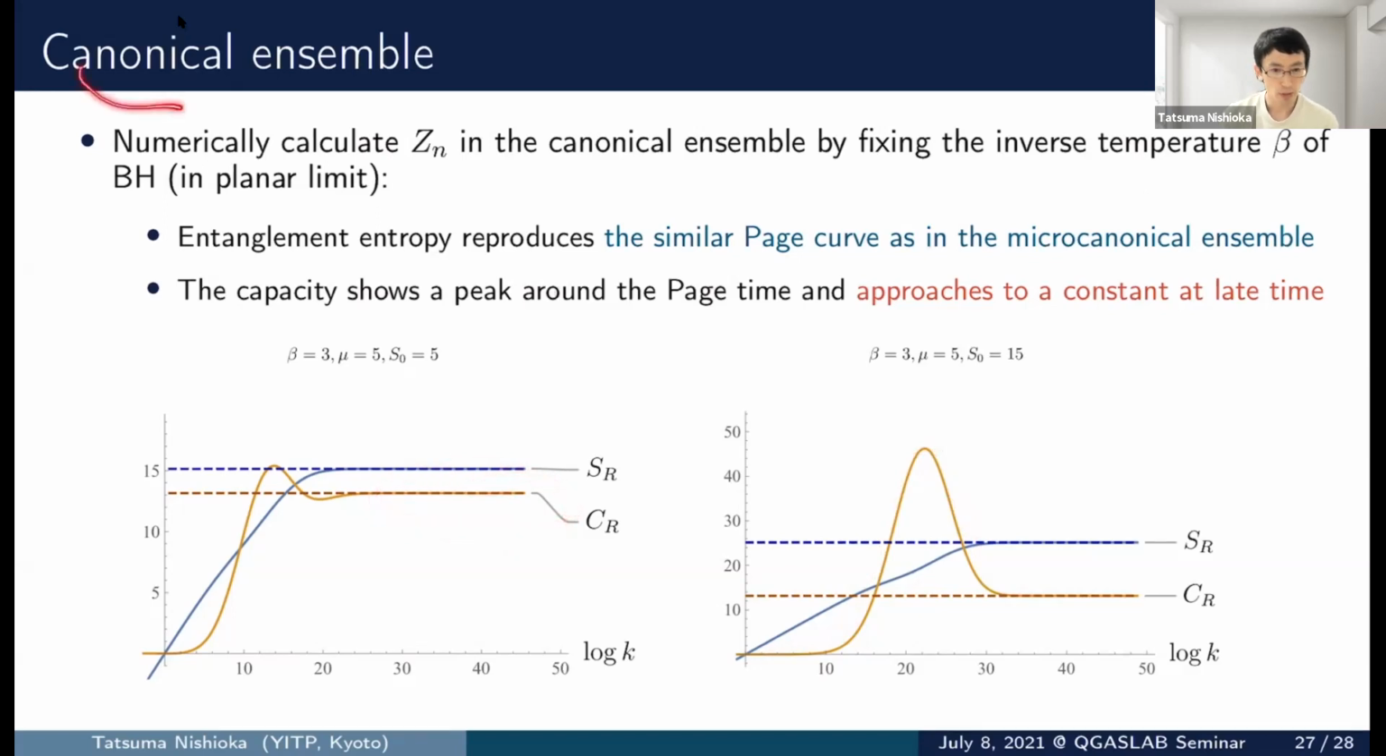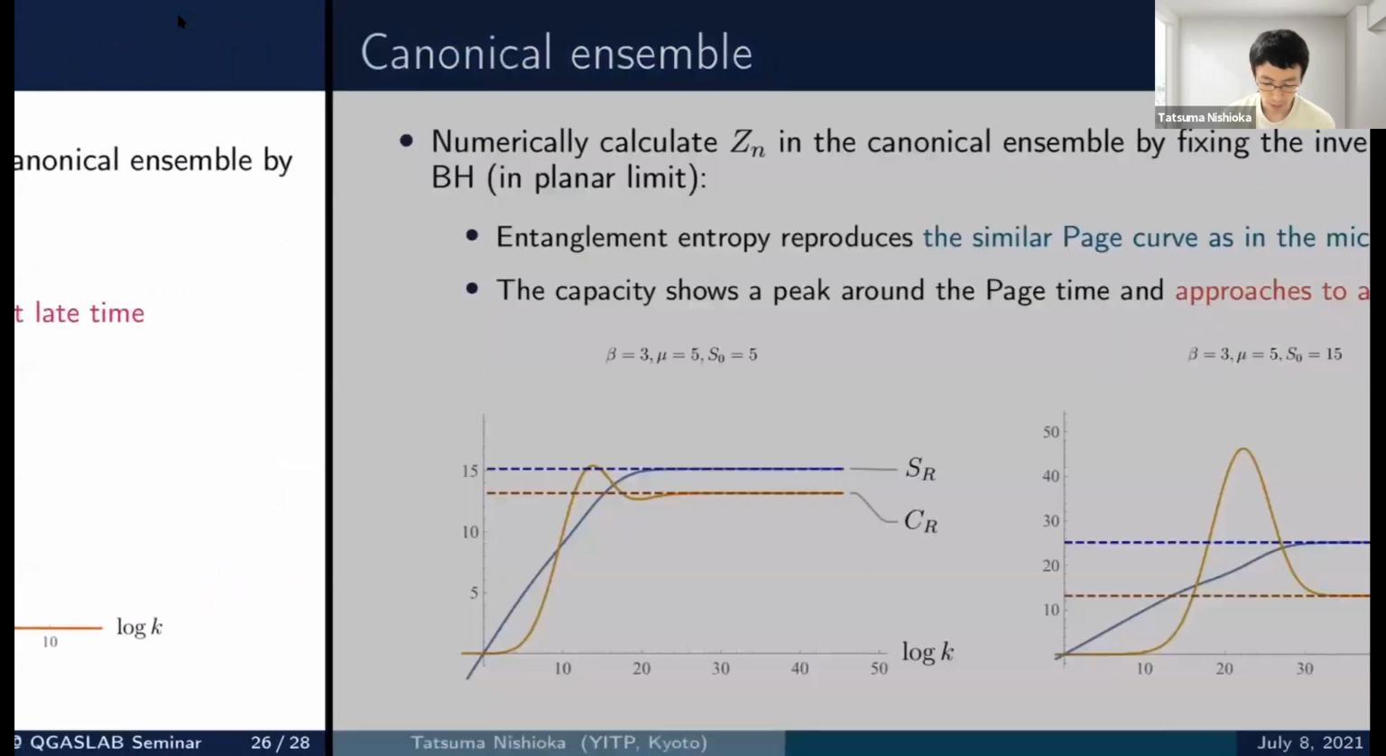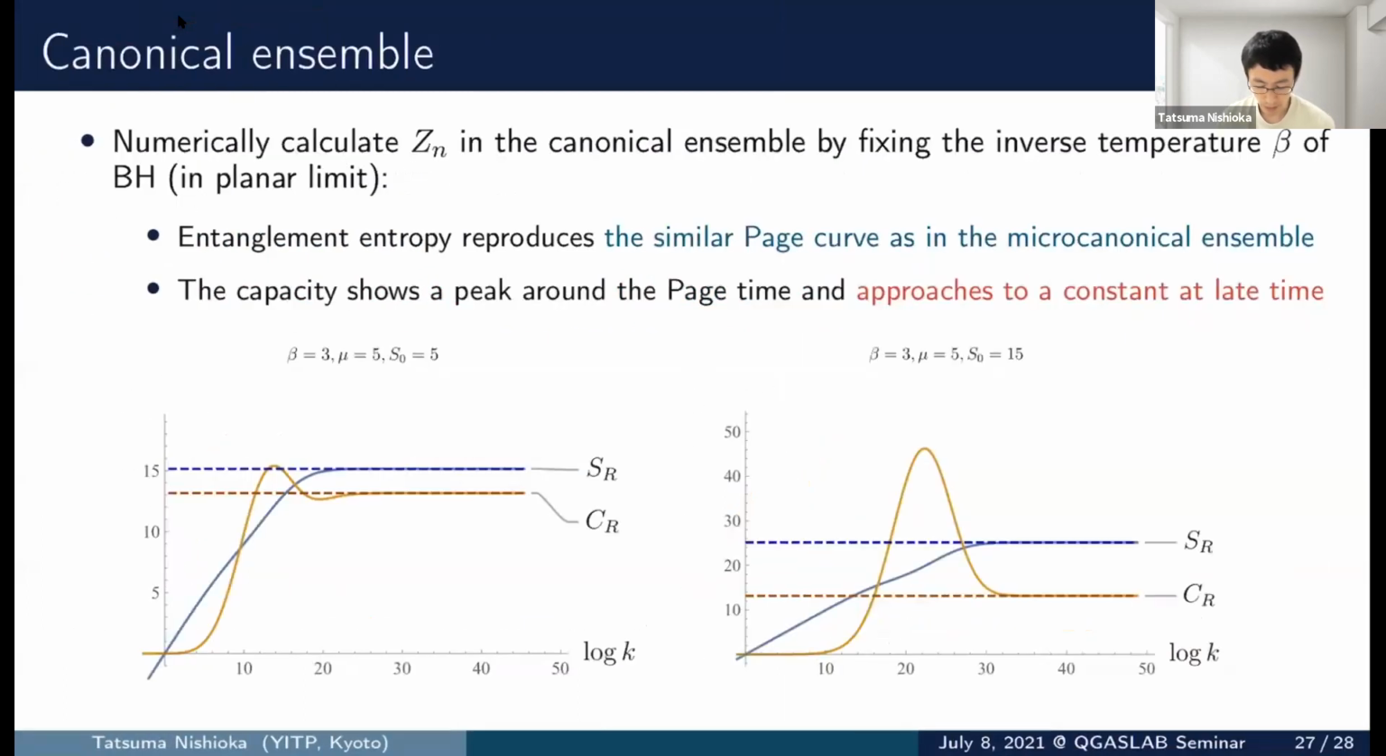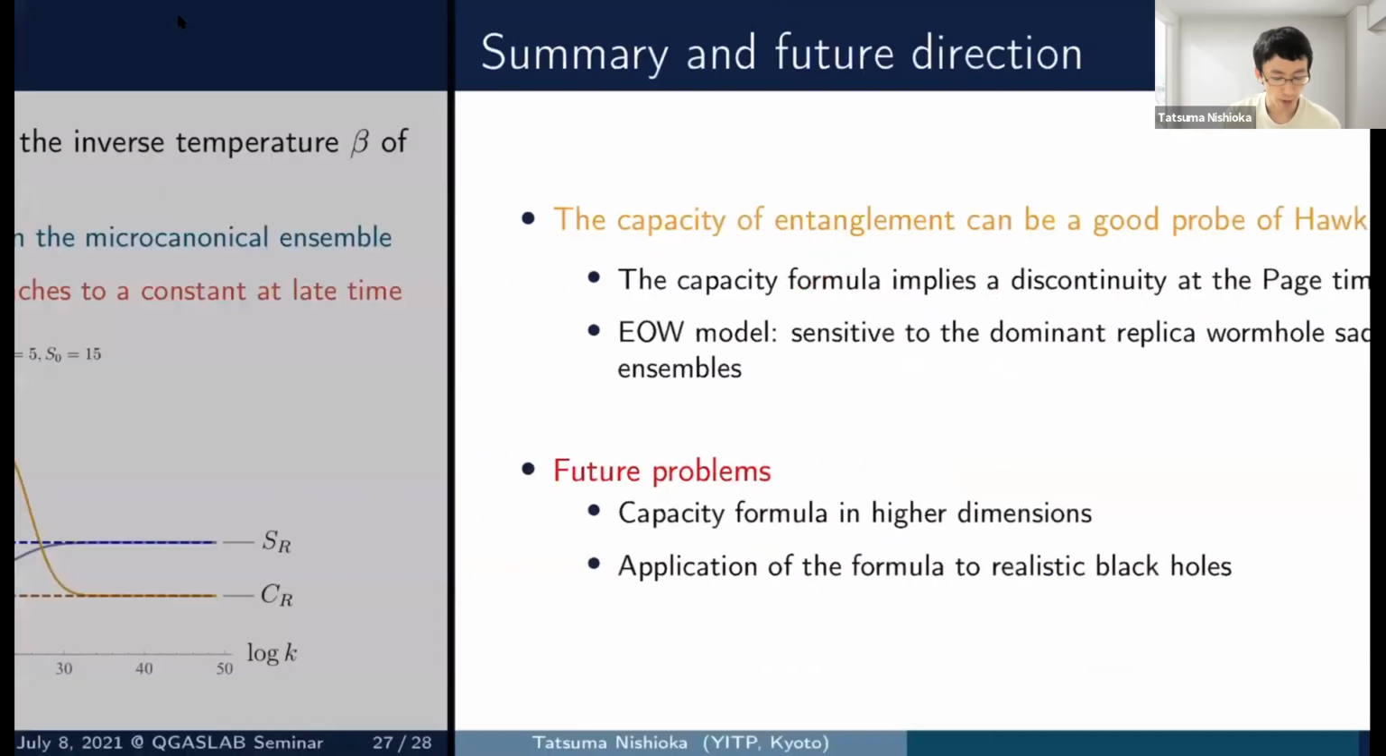Actually, the canonical ensemble is more natural when you want to regard this system as a black hole, because in the canonical case, at late times, the capacity saturates to the thermal value. There is not a very significant difference between canonical and microcanonical. In either case, we see a sharp peak around the Page time. So this is the end of my talk, and let me summarize.